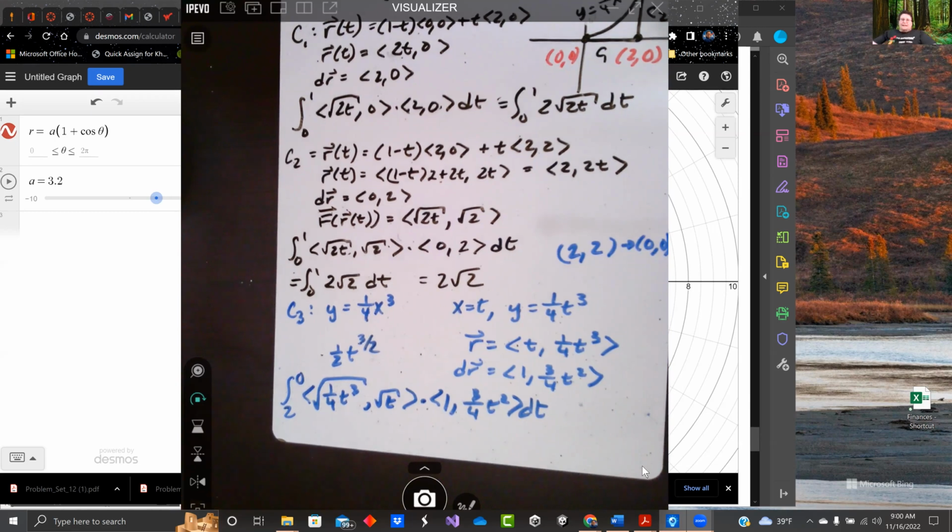So it's 9 o'clock. We'll do more Green's theorem tomorrow. And then we'll dabble in surface integrals.